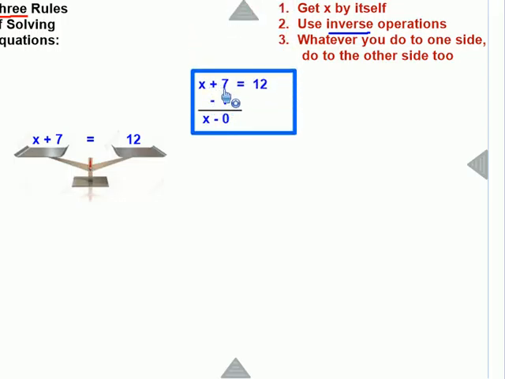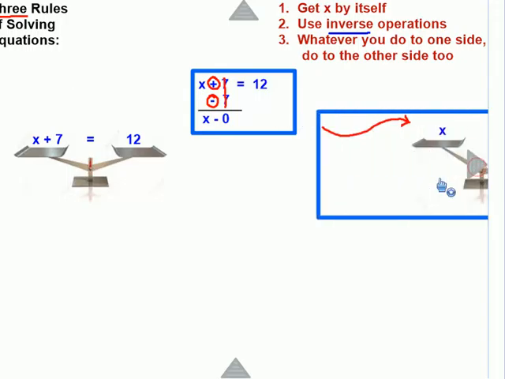We subtract 7 from this left side, and we get 0. Remember, this is the inverse operation. We were adding, and so to get rid of this 7, to get x all by himself, we subtract that 7, and that gives us 0. You can cross right through those. Now, that is how we get x all by himself.